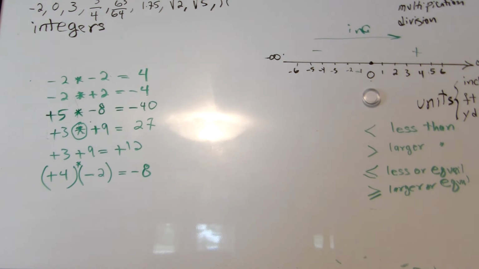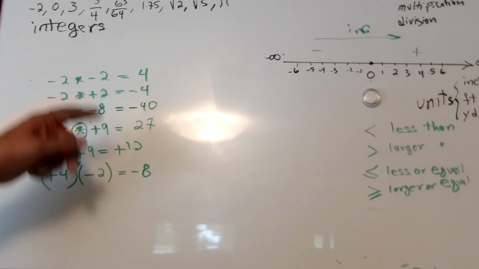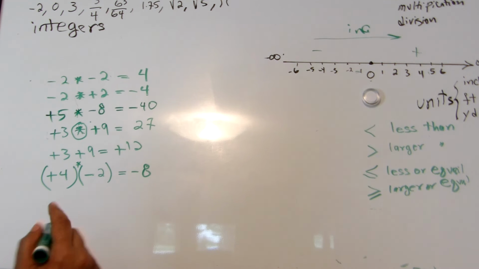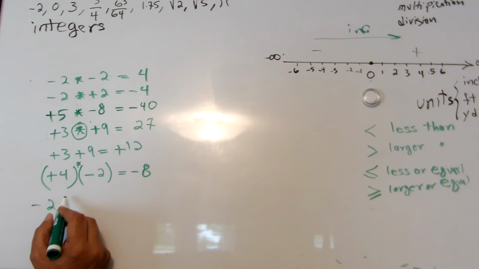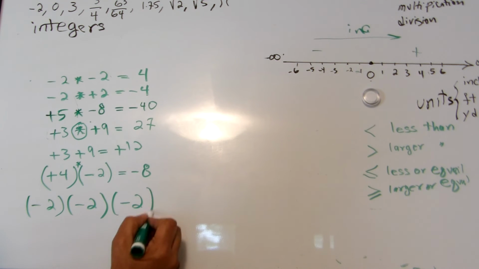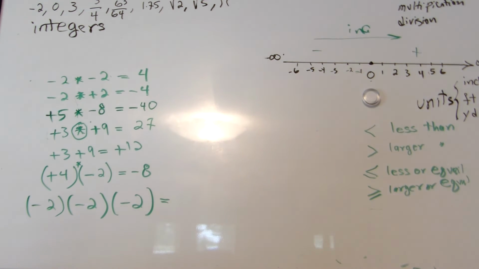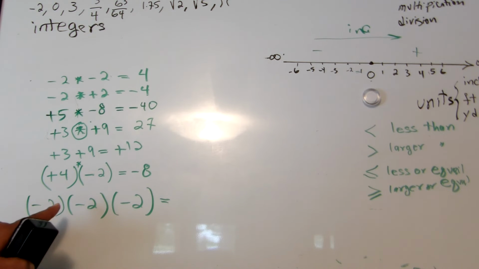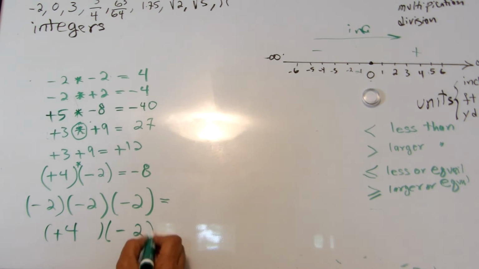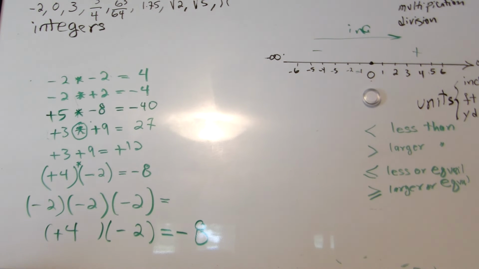So we understand that if we multiply two negative numbers, the result is going to be positive. But how about this: minus 2 times minus 2 times minus 2. What is going to be the result of this? Minus 2 times minus 2 is going to be plus 4. And then times minus 2 is going to be minus 8.